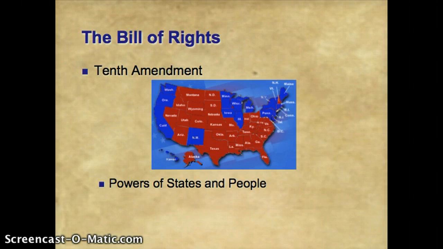These 10 amendments that make up the Bill of Rights help to ensure that the Constitution was ratified. They are still oftentimes debated, what they mean exactly, certainly with an amendment like the Second Amendment, the right to bear arms. It's a constant debate, one that we'll hear a lot in the upcoming presidential election.